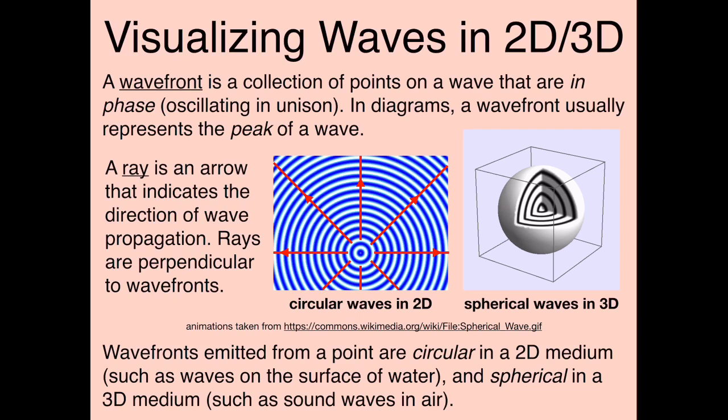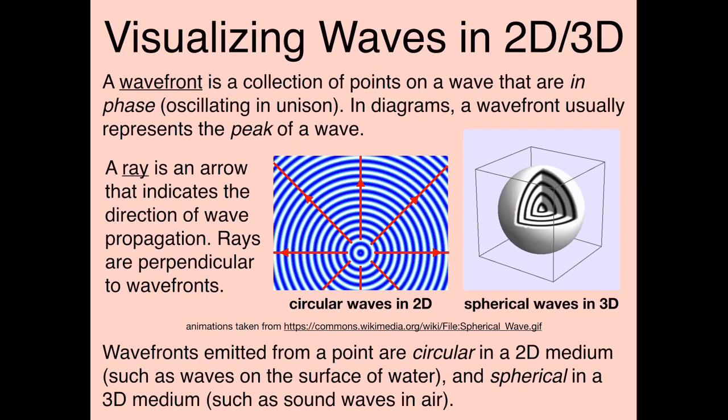A wavefront is a collection of points on a wave that are in phase. That means they're oscillating together, in unison. So on a diagram, when we draw a wavefront, it usually represents the peak of a wave.